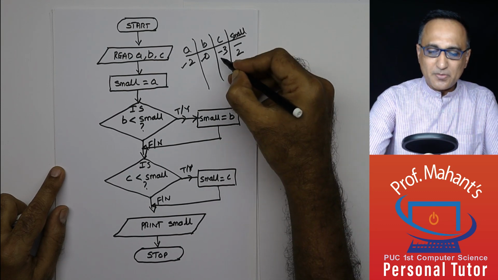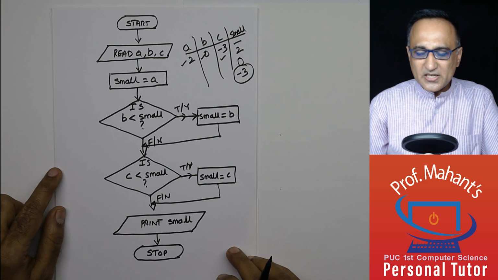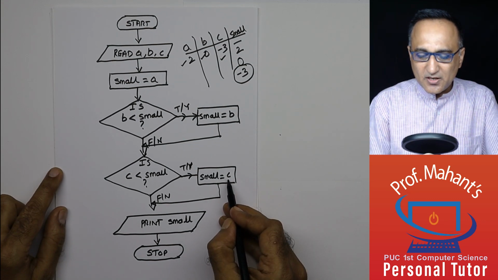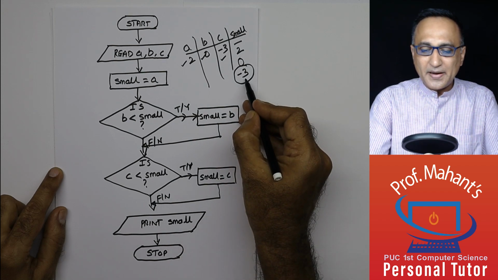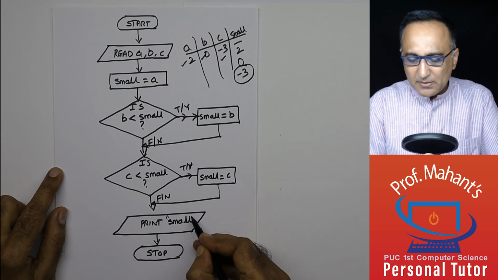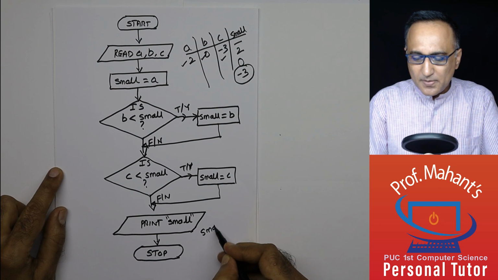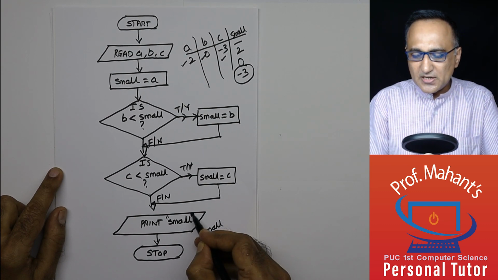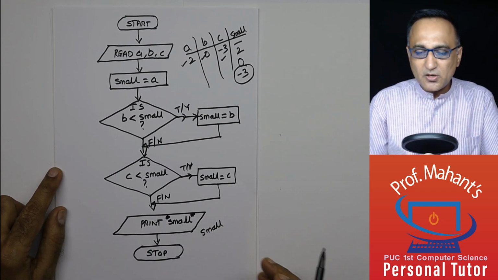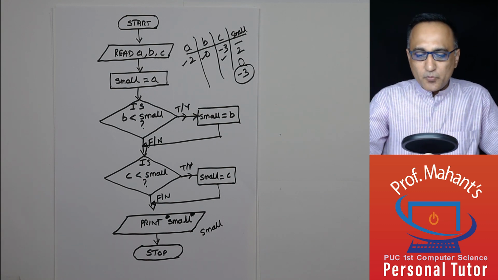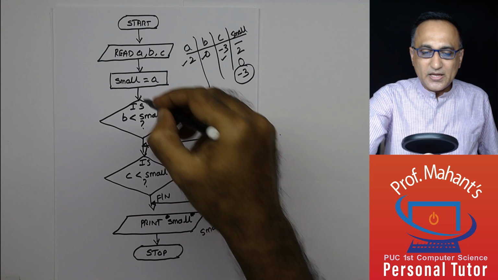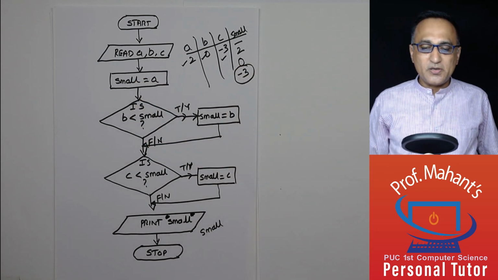This is the last number I have processed. Once I process this, it goes here. I come down and I print small. When I print small, it's going to print minus 3. If I put small in double quotes, then the message small is going to be printed. So just understand the difference. When you use double quotes, the message is printed as is. When you use it without the double quotes, the value in that particular memory location or variable is printed.